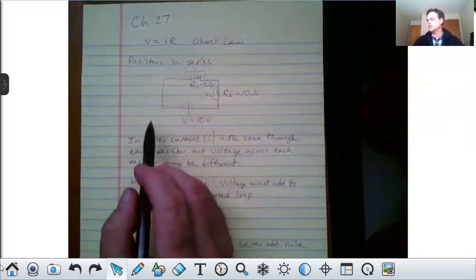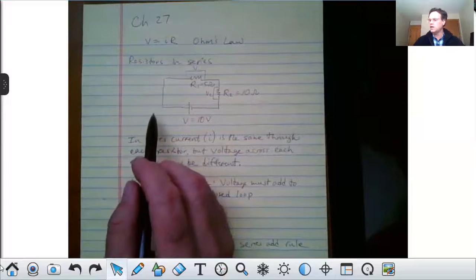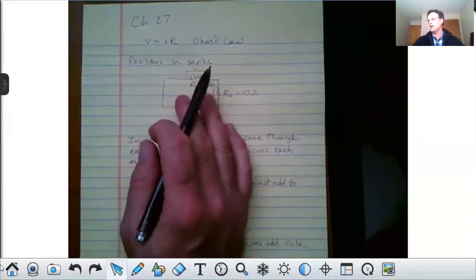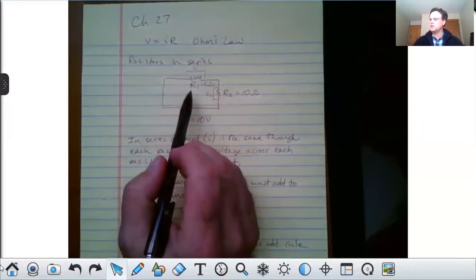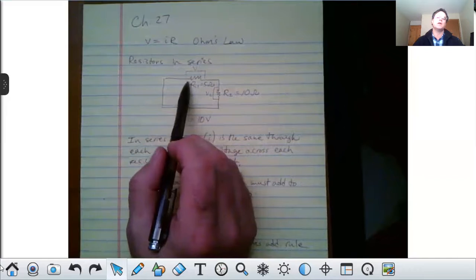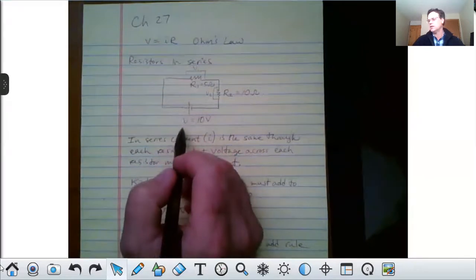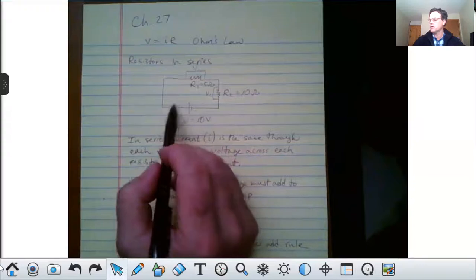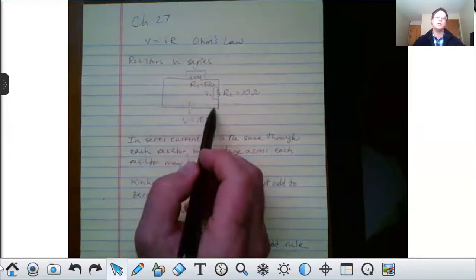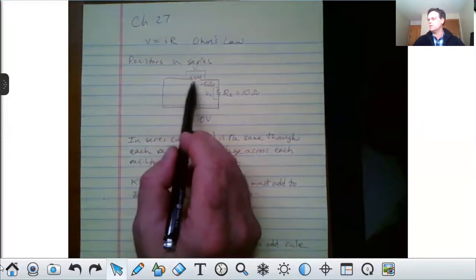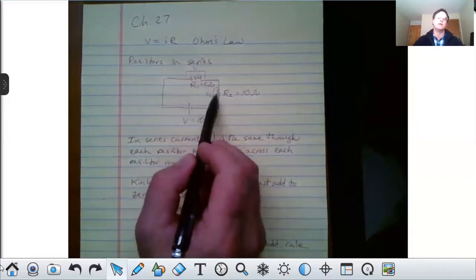Assuming all of the resistors in our circuits obey that law, we can get some rules for how to add resistors in series and parallel. So in series, again, what I mean, we have our circuit here. We'll take our battery, say it has 10 volts, and we've got a single loop in the circuit. And each resistor is in series, one right after the other.